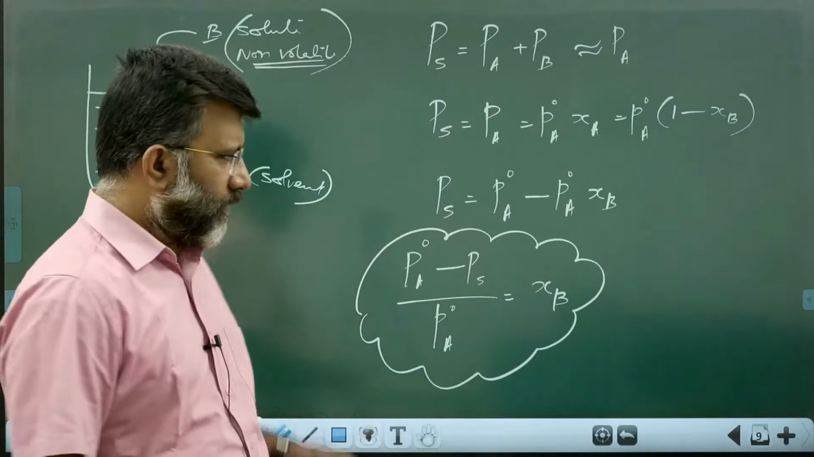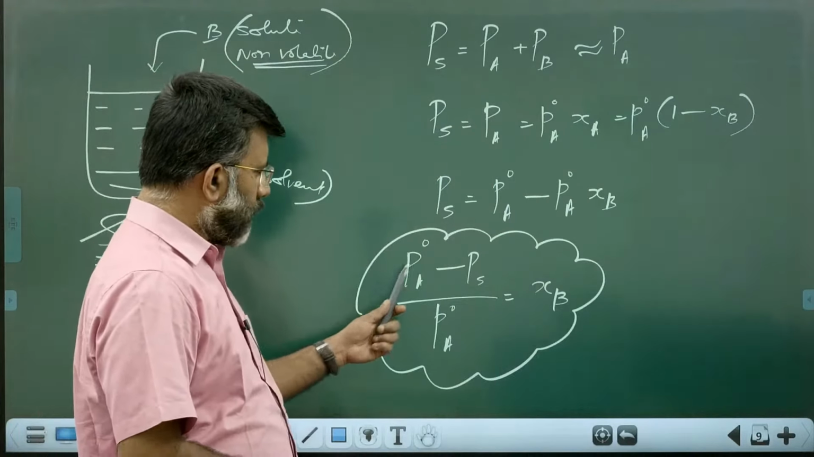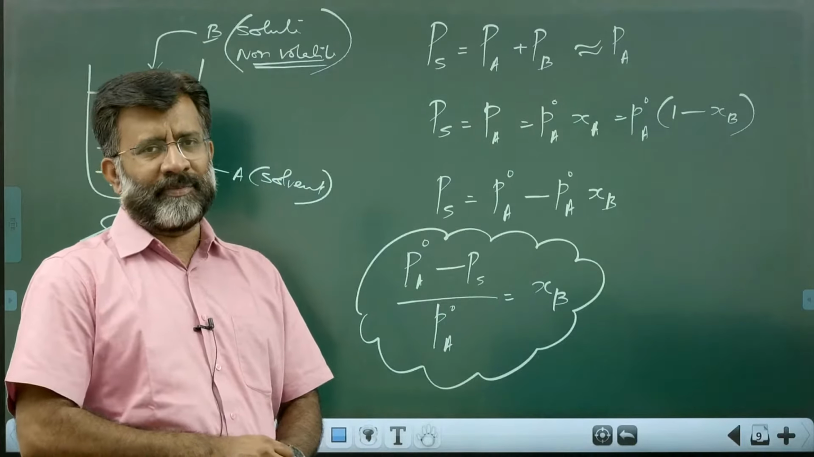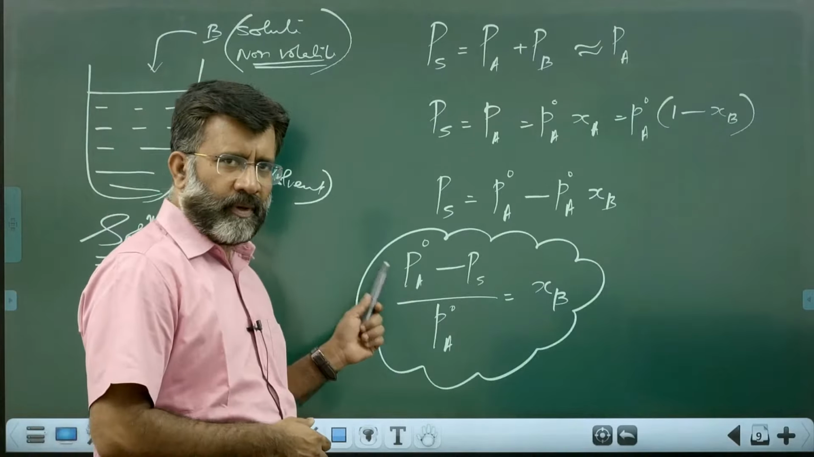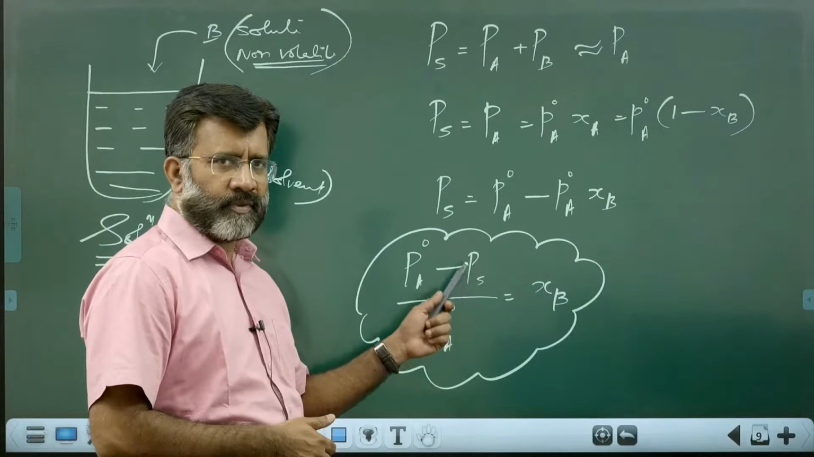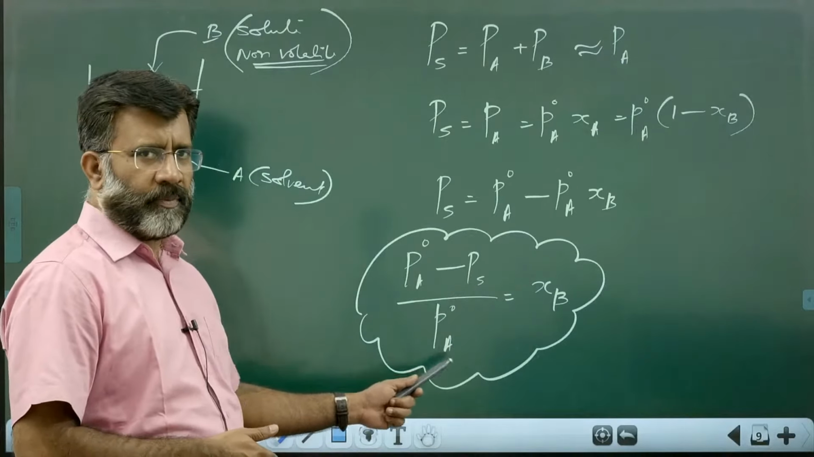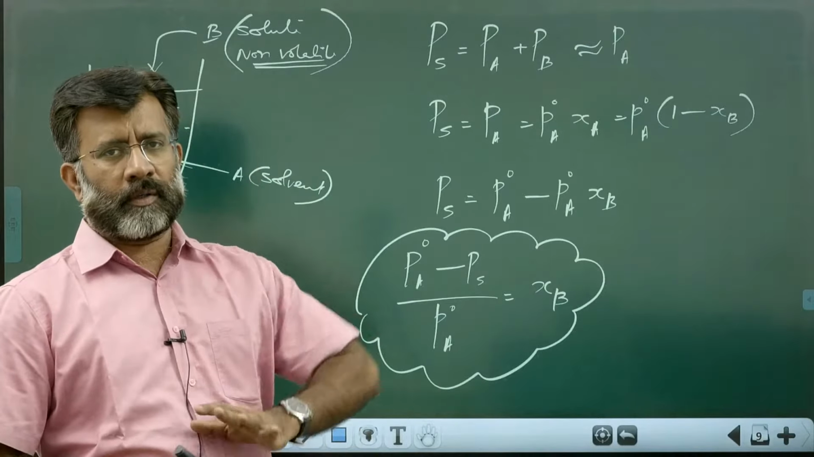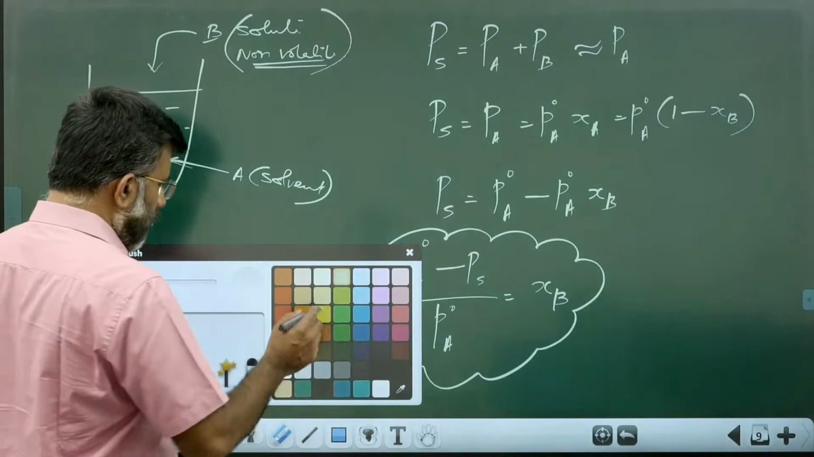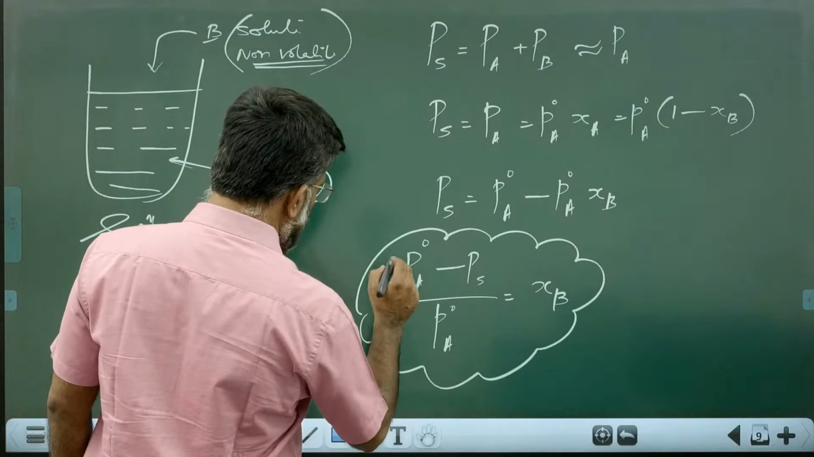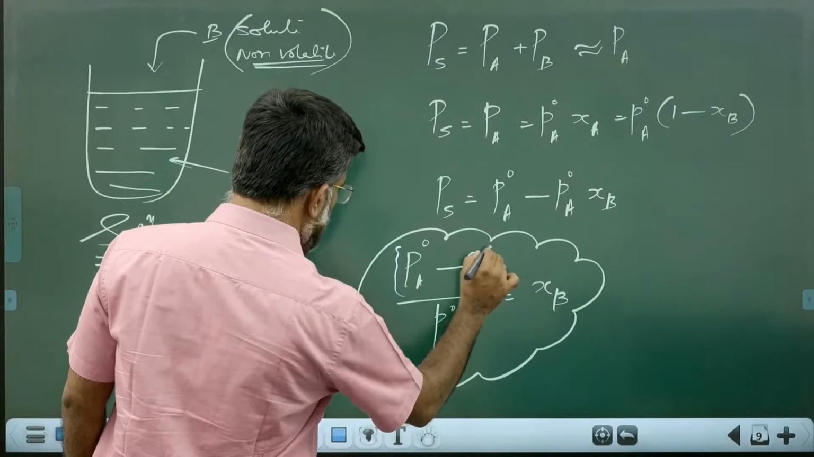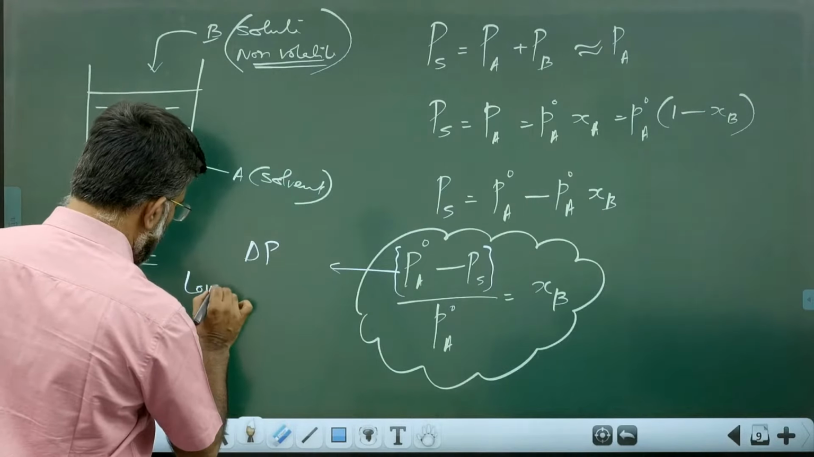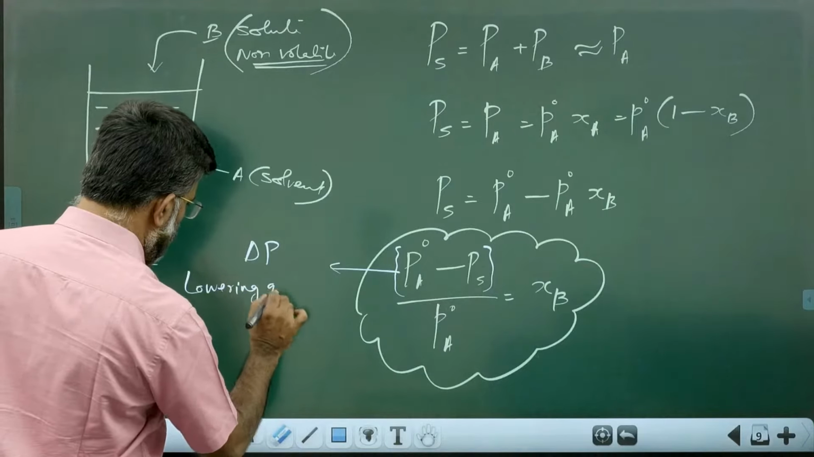Upon rearranging, a very simple rearrangement, you will get P naught A minus PS divided by P naught A is equal to XB. This is the vapor pressure of pure solvent. This is the vapor pressure of solution. And this is the vapor pressure of pure solvent. All of you know, this is XB, the mole fraction of non-volatile solute. I am sure all of you understand the numerator part. It is called delta P, the lowering of vapor pressure.